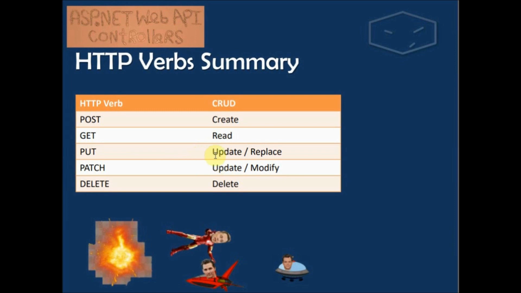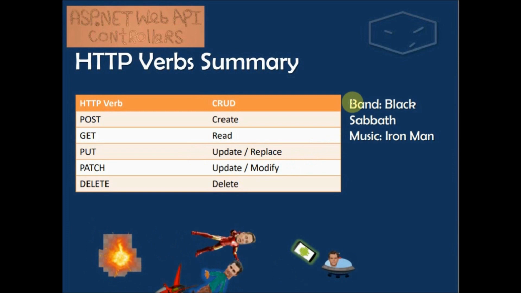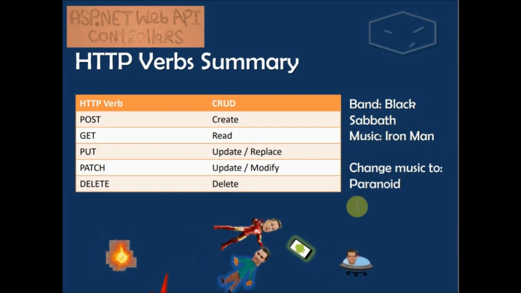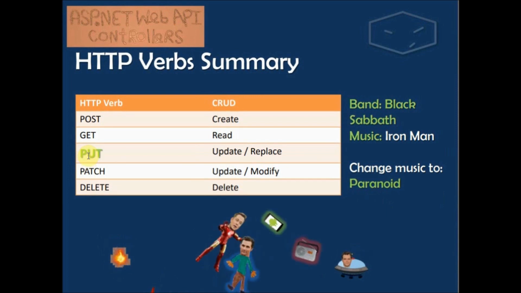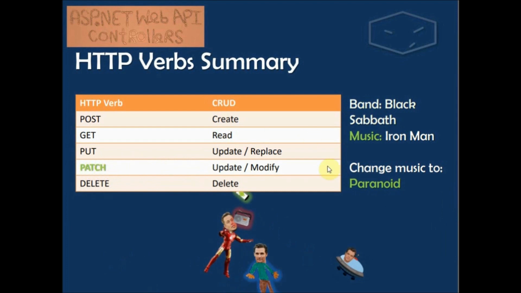Imagine that you have an entity on the server that is a music band, Black Sabbath, and the song is Iron Man, and you want to change just the song to Paranoid. If you use put, you have to send in the request the name of the band, Black Sabbath, and the name of the music, Paranoid, okay? If you use patch, you just have to send the name of the music. This is the major difference between these two verbs, okay?